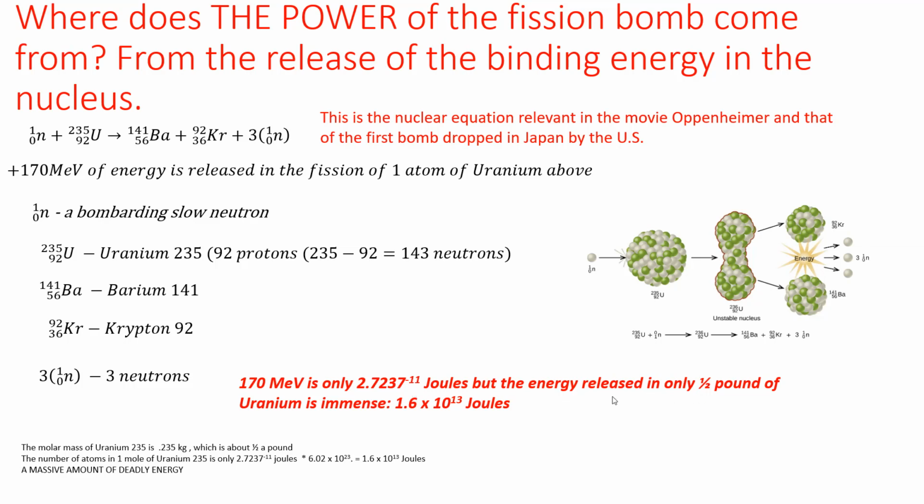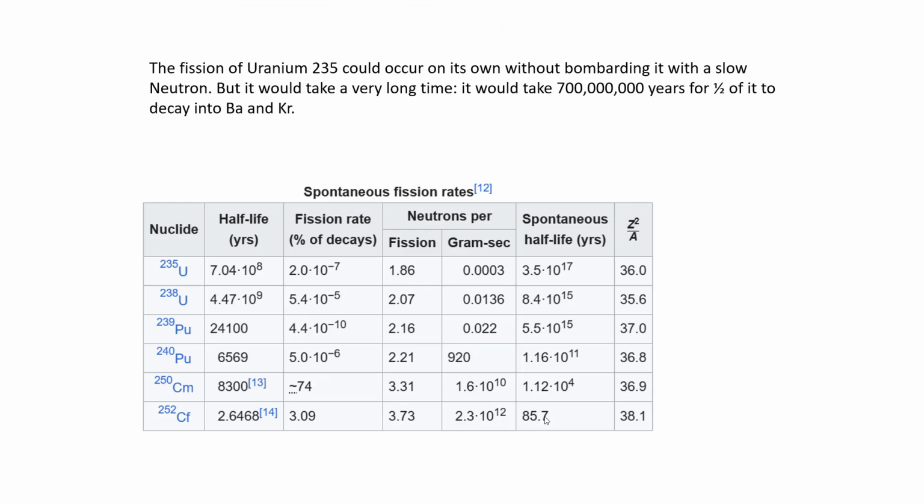So how much energy would be released in 1/2 pound of uranium? Well, it's immense. It would be 1.6 times 10 to the 13th joules. The fission of uranium-235 could occur on its own without bombarding it with a slow neutron, but it would take a very long time. You can see from this table, it would take about 700 million years for one half of uranium-235 to decay into the barium and krypton.